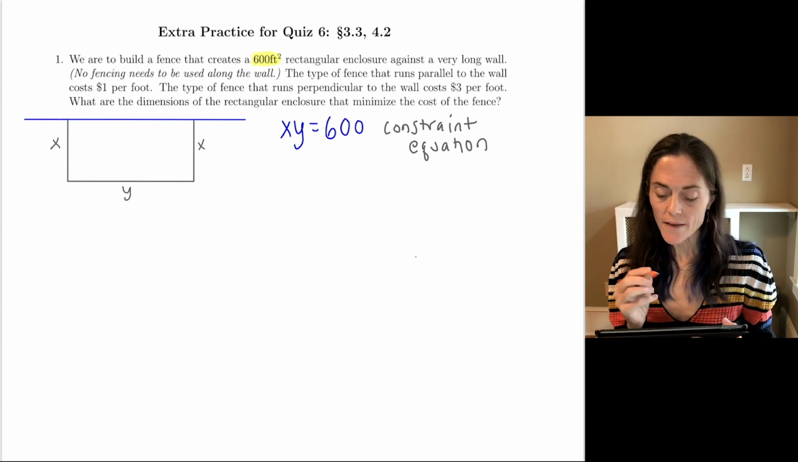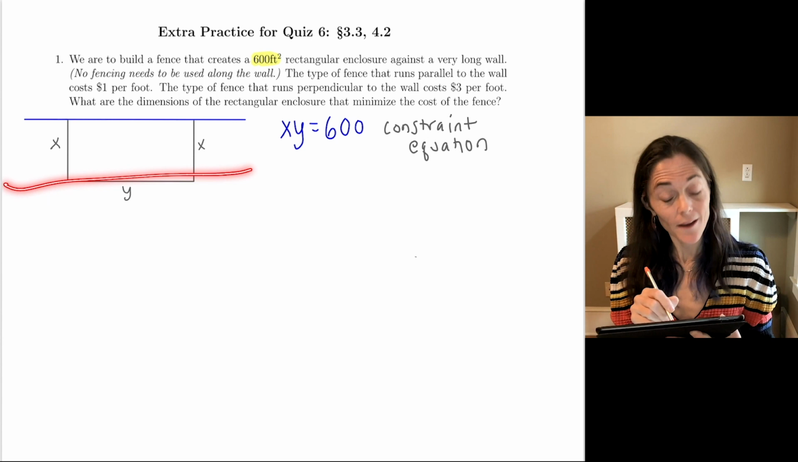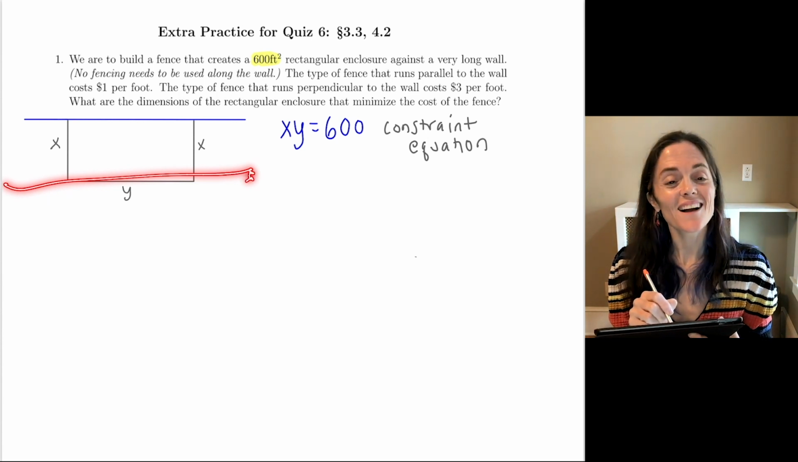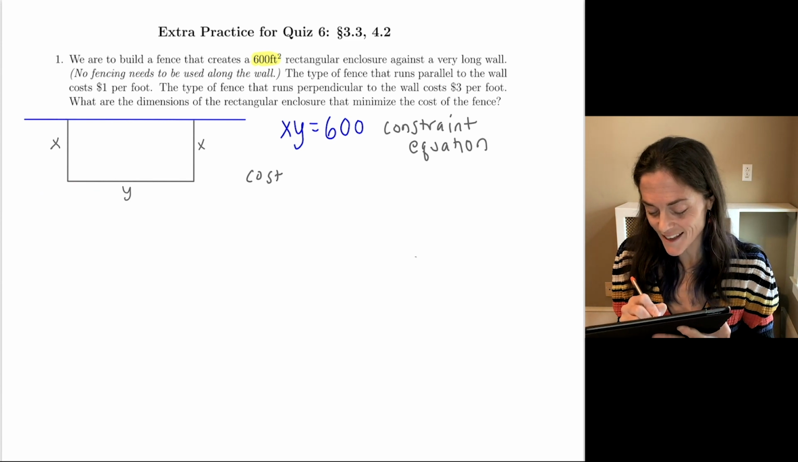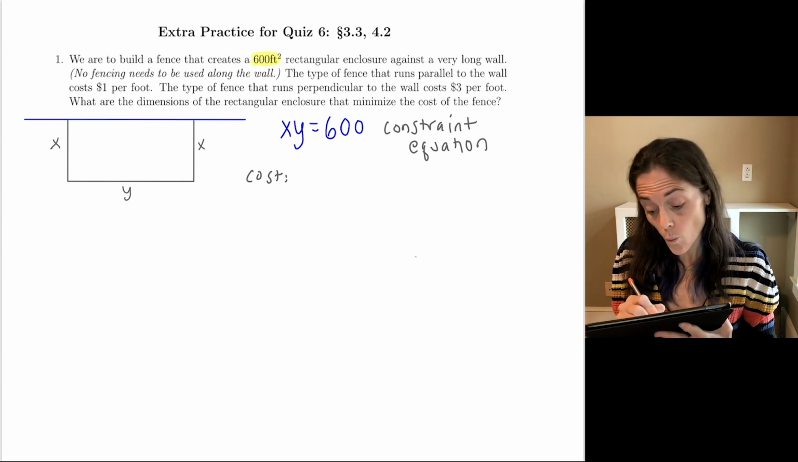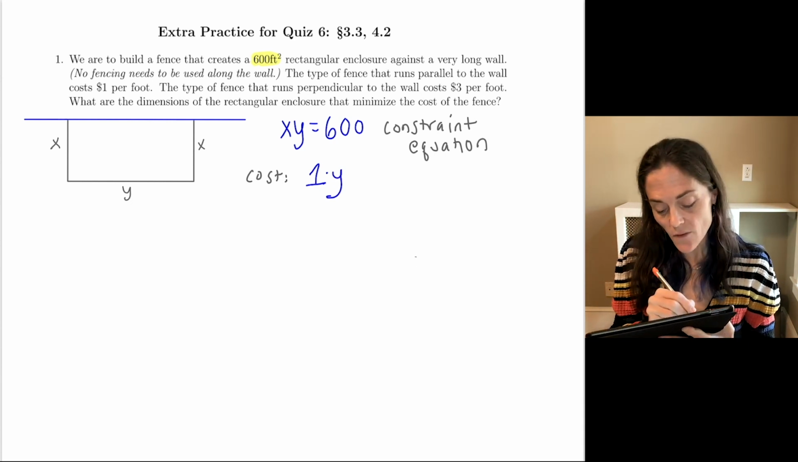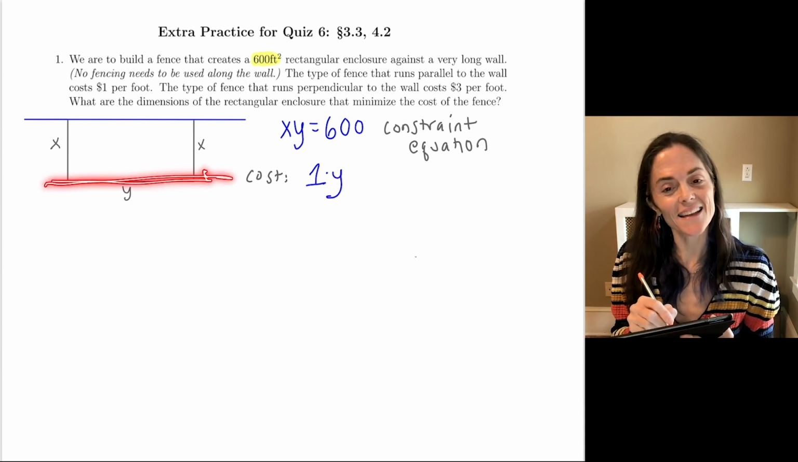Now, we are given the type of fence that runs parallel to the wall costs $1 per foot. So let's write our cost function here. Well, $1 per foot times y feet. This would give me the cost for this side.